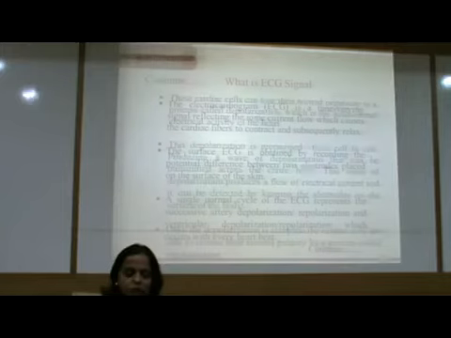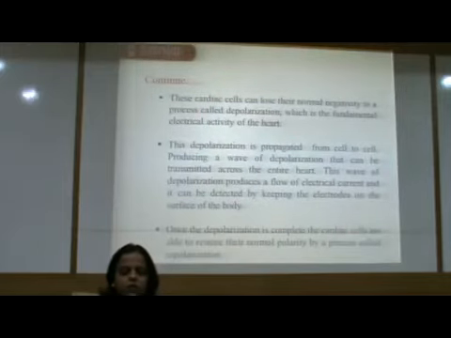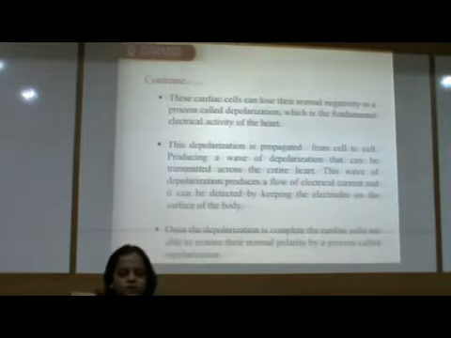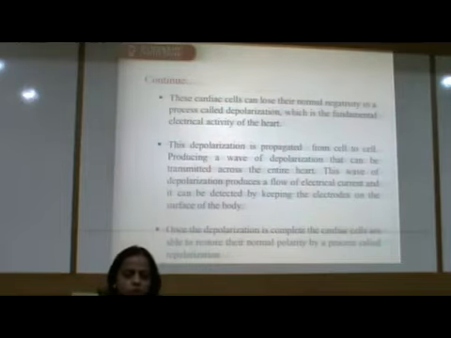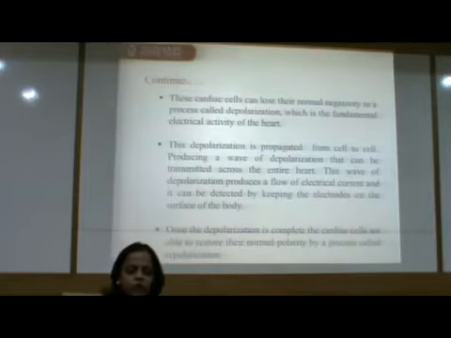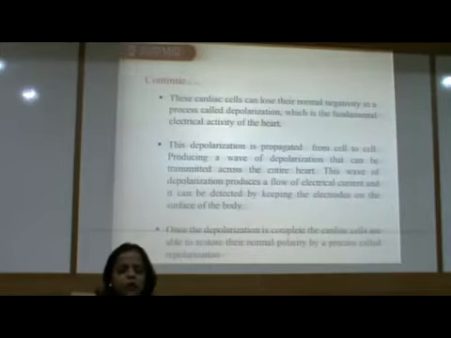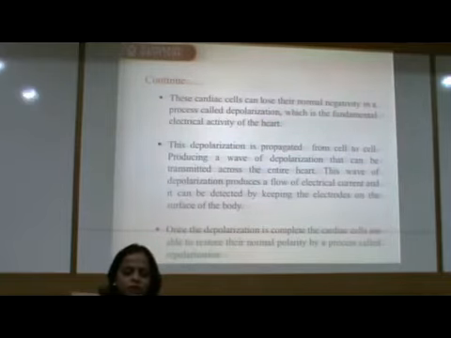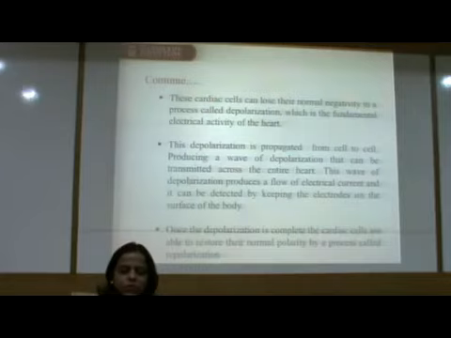occur with every heartbeat. These cardiac cells can lose their normal negativity in a process called depolarization, which is the fundamental electrical activity of the heart. This depolarization is propagated from cell to cell, producing a wave of depolarization that can be transmitted across the entire heart. This wave of depolarization produces a flow of electrical current, and it can be detected by keeping the electrodes on the surface of the body. Once the depolarization is complete, the cardiac cells are able to restore their normal polarity by a process called repolarization.